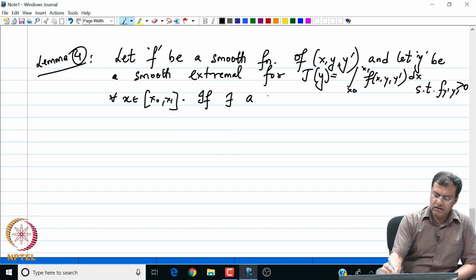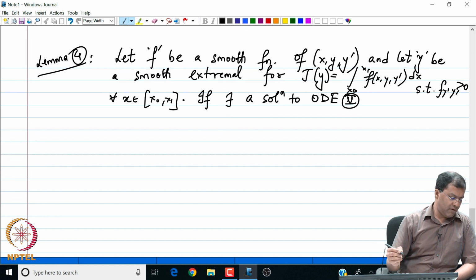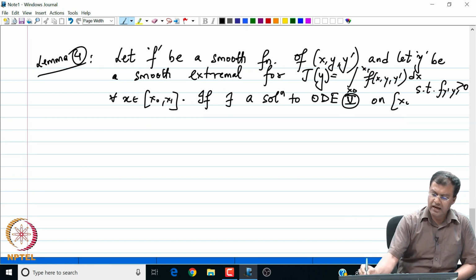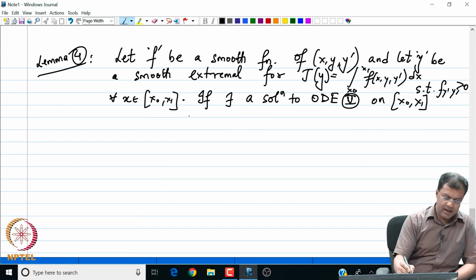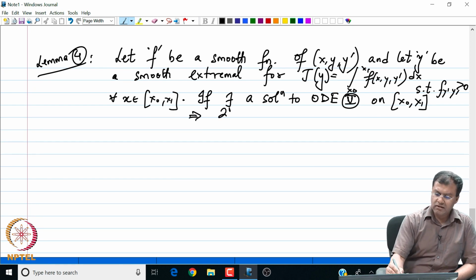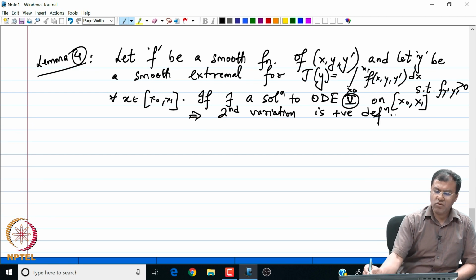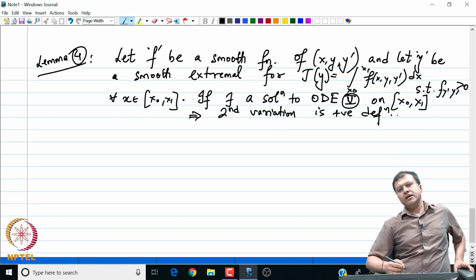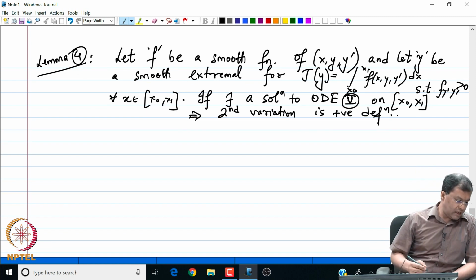So, if there exists a solution to ODE 5 that I have mentioned on the slide before on the entire interval, it implies that in this case my second variation is positive definite, right. So, all I have to do is to find the solution to the ODE that we had assumed, provided that the solution exists. So, let us now focus on the solution to the ODE.